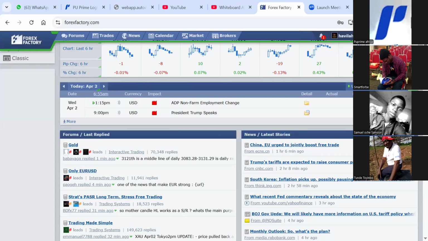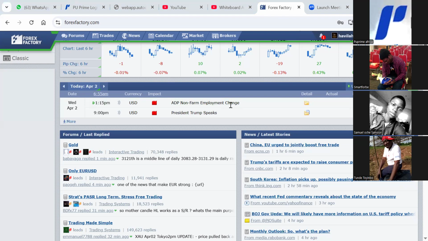All right, so like I said, there are two fundamental events today. There's the ADP non-farm employment change, which will come up by 1:15 p.m., and it's a dollar-based event. The second one is Donald Trump, who will give a speech by 9 p.m. Let's not bother so much about that. If you're not doing swing trading, you may not really bother about that one.